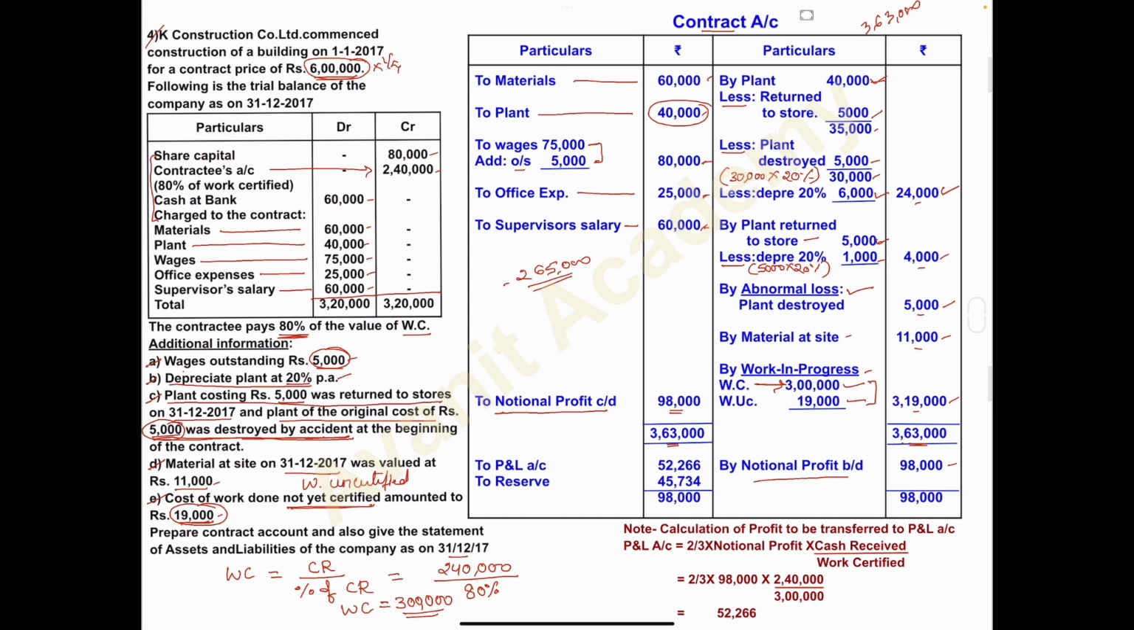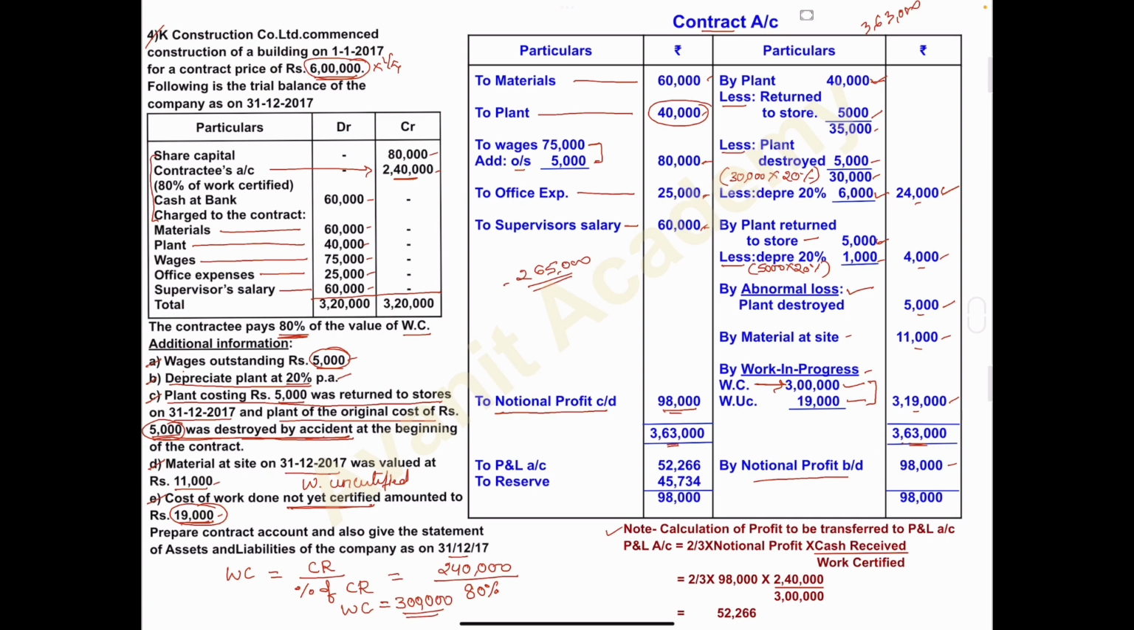Calculation of profit to be transferred to profit and loss account. The formula is profit and loss account equals 2/3 into notional profit into cash received divided by work certified. So 2/3 we write the same here, and the notional profit amount is 98,000. Cash received is how much? See the trial balance, contractee account. This is the cash received, 2,40,000.